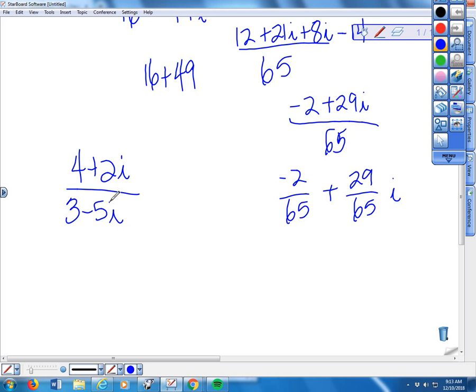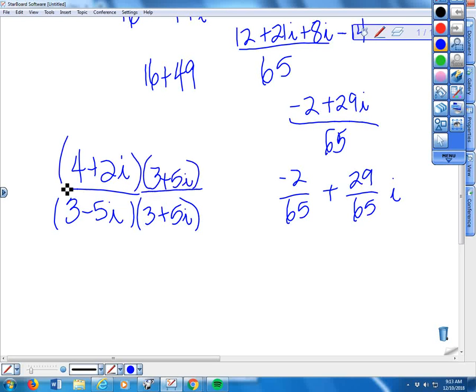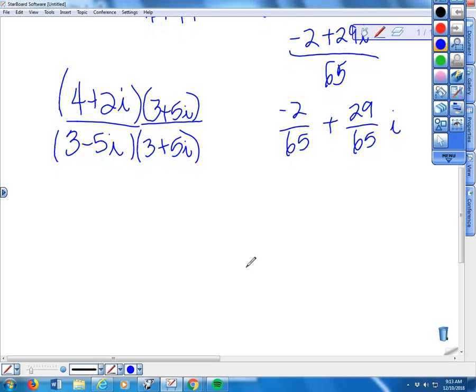So what you're going to do is you're going to times the top and the bottom by 3 plus 5i. Good. I have to multiply by the complex conjugate. So then your i's in the numerator is going to cancel out. Well, some of them. Let's go ahead and FOIL it. Denominator, sorry. Okay, let's just FOIL the top.